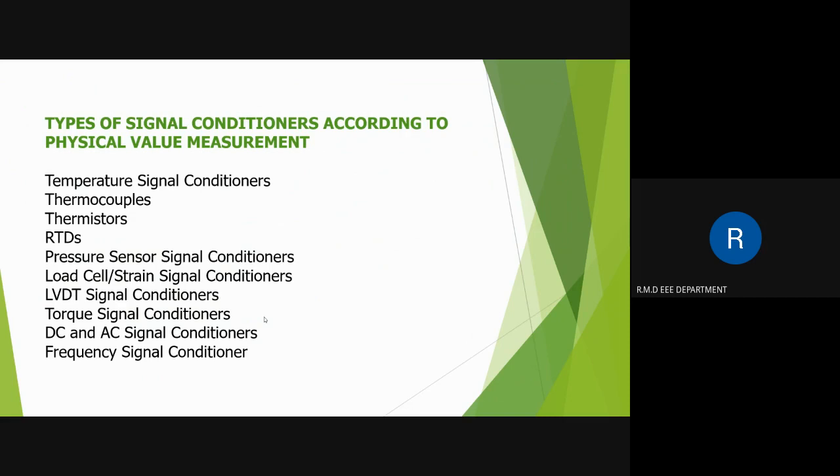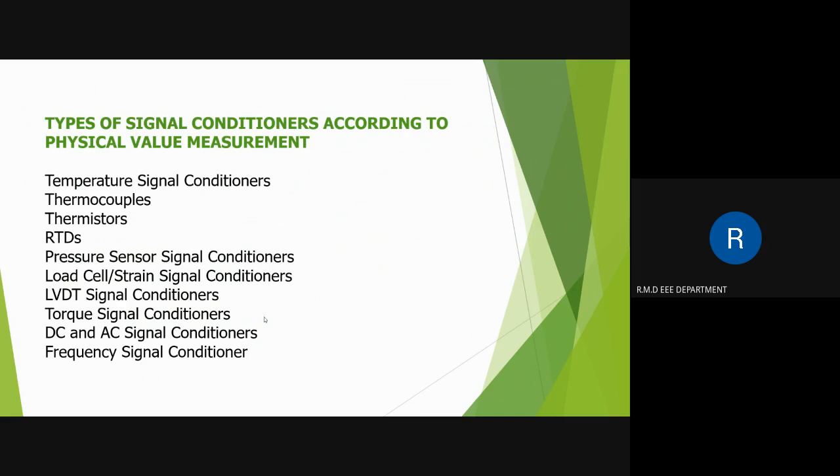And RTD, that is the resistance temperature device, is a temperature sensor that uses variation in resistance to calculate the temperature. So RTD signal conditioning eliminates the unwanted signals from the line resistance, non-linearity and self-heating.